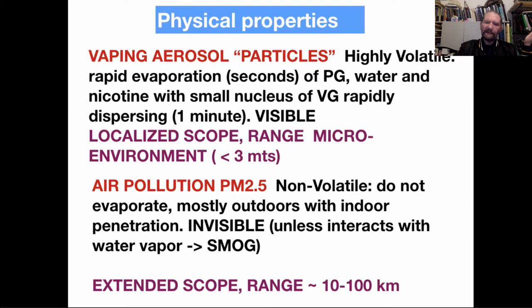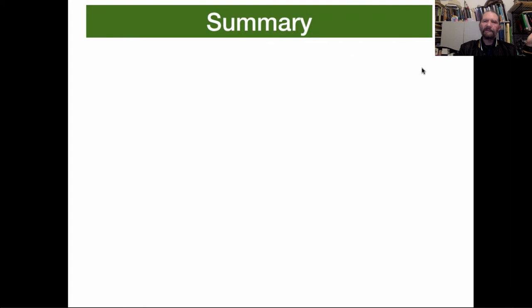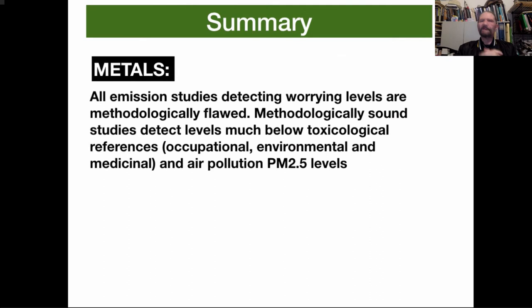So essentially, and here I'm concluding, here is the summary of everything that I've said. Metals: all studies detecting high metal contents are flawed. They are wrong, and I explained the reasons why. We are going to submit this paper, and we're ready to discuss everything and show why they are wrong, right? Now, all methodologically sound experiments or methods have detected levels well below the occupational, environmental, and medicinal toxicological markers, two orders of magnitude below, right?